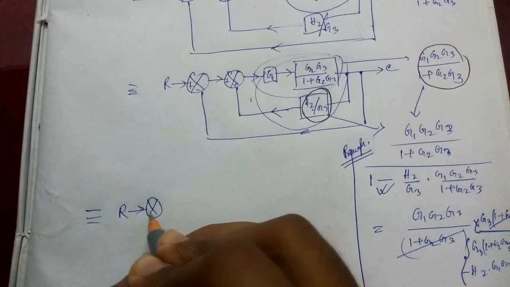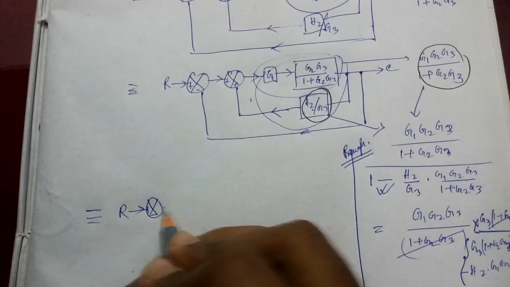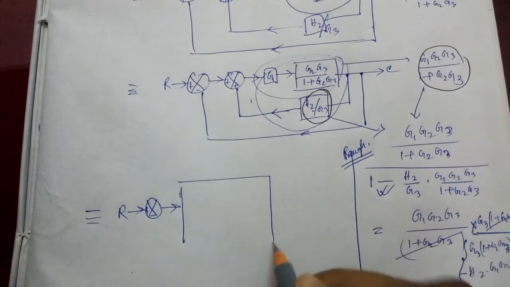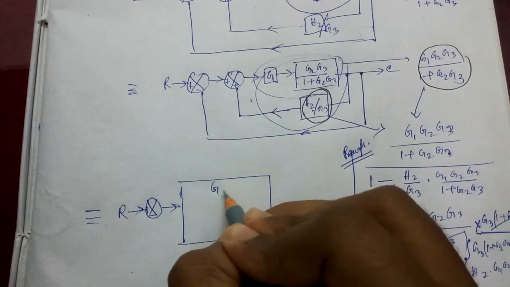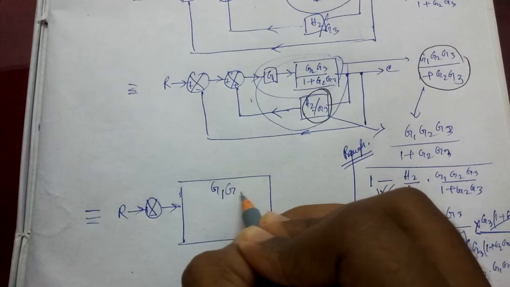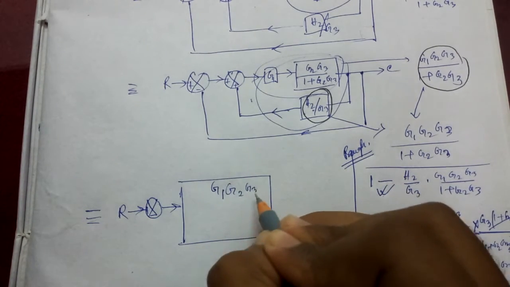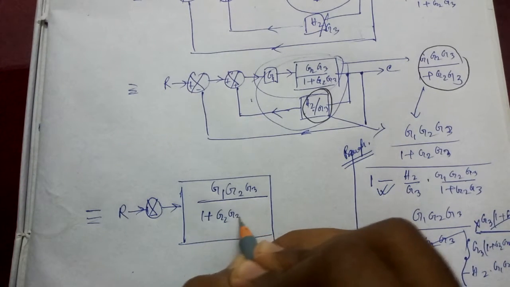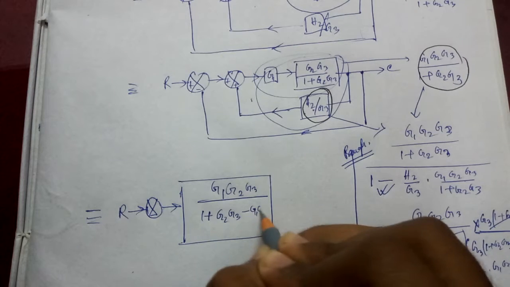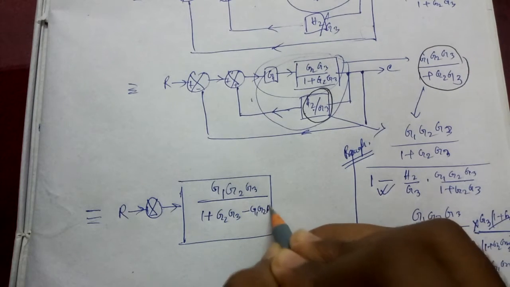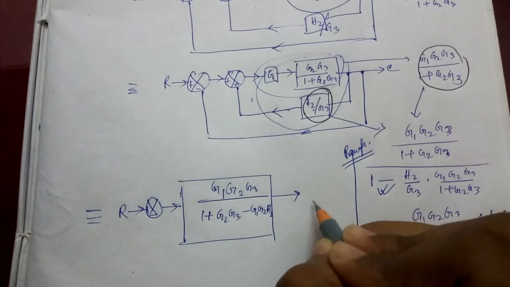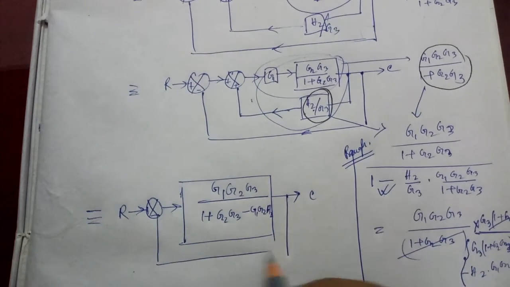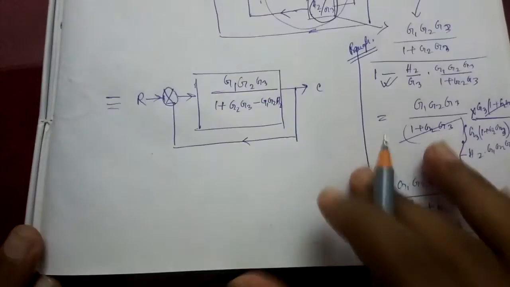Input is going, this adder will be like as before, and now this plant transfer function will be G1 G2 G3 by 1 plus G2 G3 minus G1 G2 H2, and then there will be the output and the only unity feedback. This calculation is left.